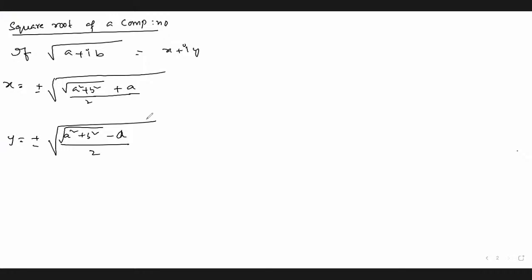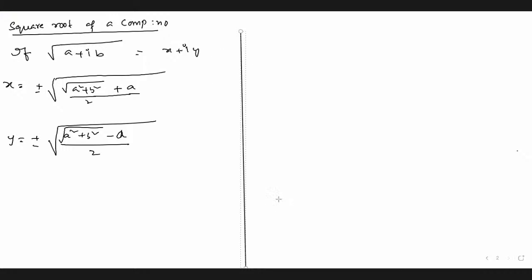Find the square root of, suppose. Now let me give another formula also. If minus comes, what happens, sir? So take down another one. Suppose square root of a minus ib also.